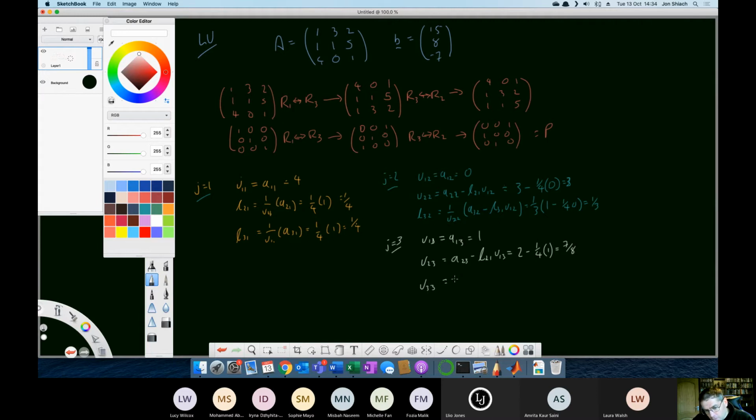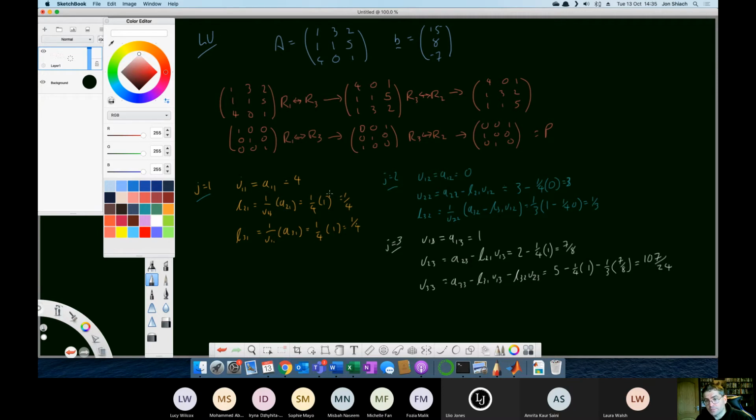So U33, okay, so we've got quite a few here. We've got A33 minus L31 U13, but we've also got L32 U23, because K was 1 and 2 in the summation. So A33 is 5 minus L31 is a quarter, multiplied by U13, which is 1. And we have L32, where's L32? That's 1/3, multiplied by U23, which is 7/8. I'm going to reach my calculator at this point because I don't trust myself. So 5 minus quarter minus 1/3 times 7/8, and that's 107 over 24. Yuck.